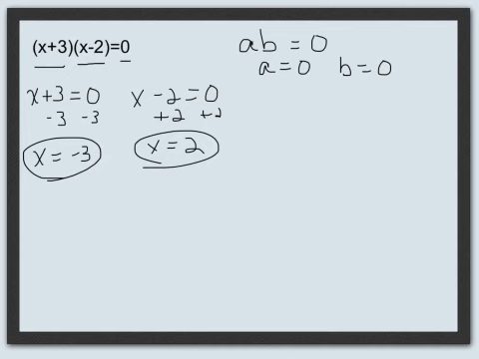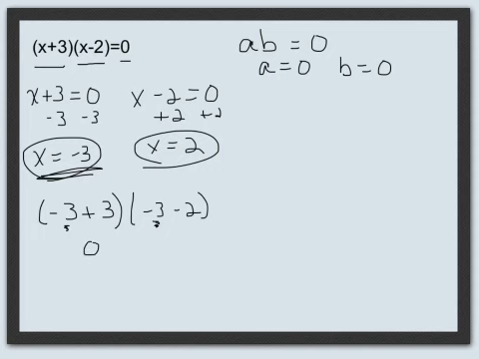These are considered solutions to the given equation, but let's check them and make sure that they work. Let's take the x equals negative 3. We'll sub that in for x. We have the quantity negative 3 plus 3, that's putting negative 3 in for x, times the quantity negative 3 minus 2, again putting negative 3 in for x. Negative 3 plus 3 goes to 0, and then we take that times a negative 5. That product is 0, so the first answer checks.